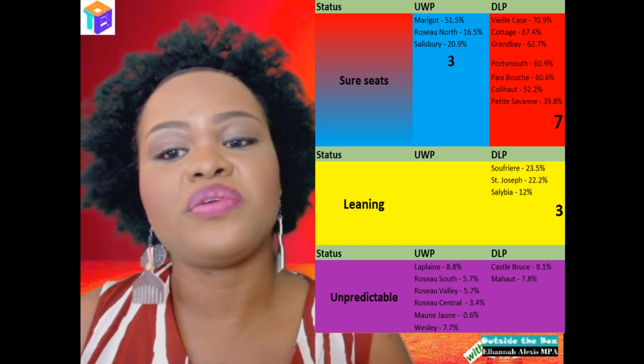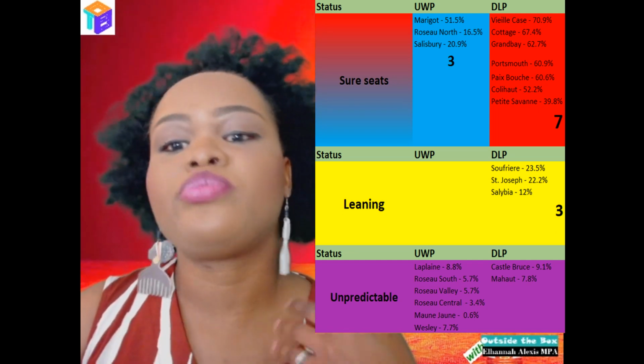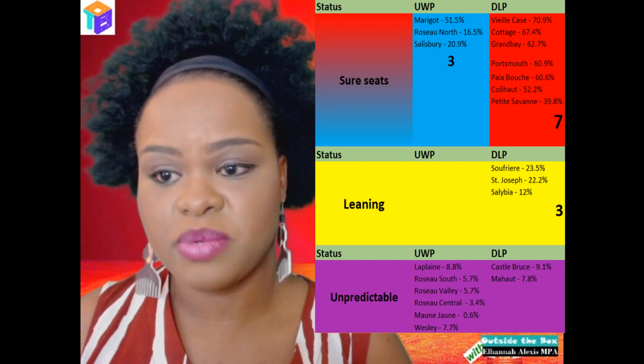So what's been going on with the Doctor story and so forth in the Kalinago territory, this could probably sway 10% of the votes to the United Workers' Party.